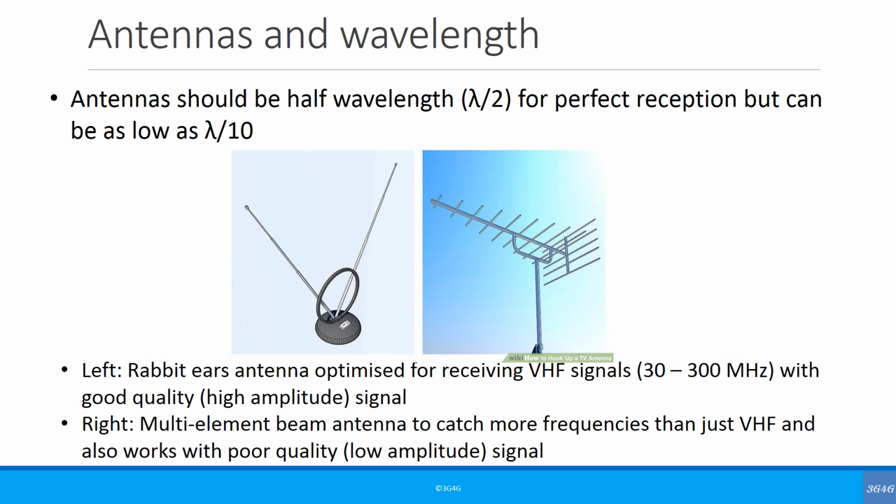For TV, some of you may remember using the rabbit ears antenna, the one on the left, which is optimized for receiving VHF signals from 30 to 300 megahertz. And again, it needs a very good quality, high amplitude signal. Whereas the one on the right can catch a lot more frequencies, not just the VHF but also higher frequencies, and it can also work with a poor quality signal. The way it's designed is it works like a magnifying glass. So when the different frequencies arrive, it amplifies them and makes them easier to be received on a TV.